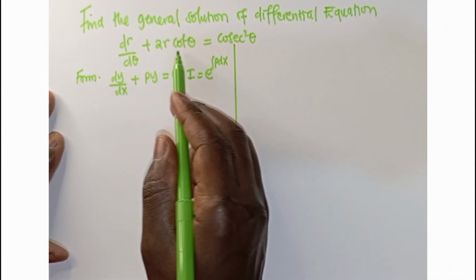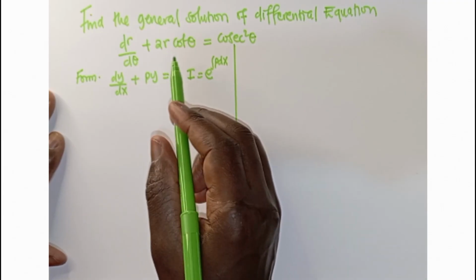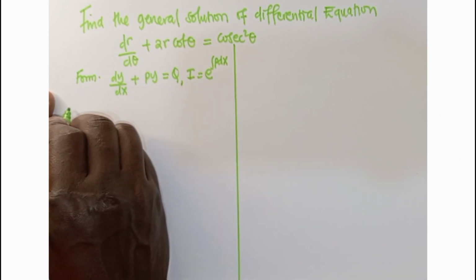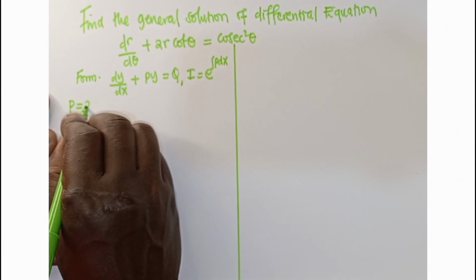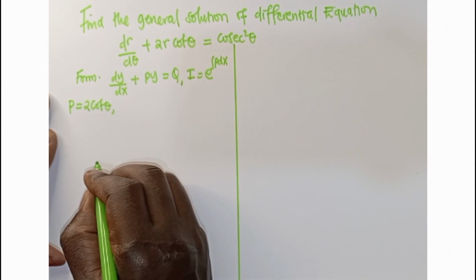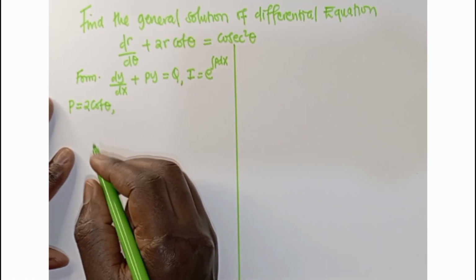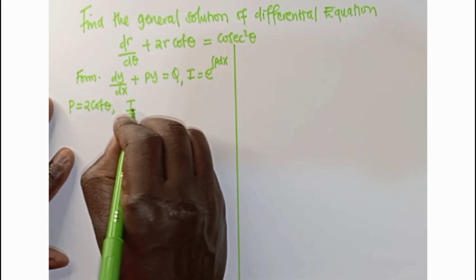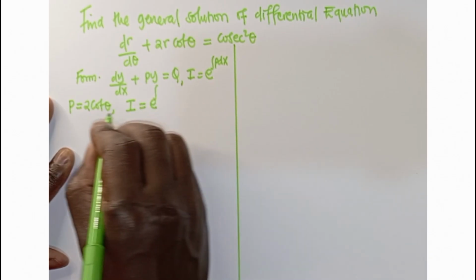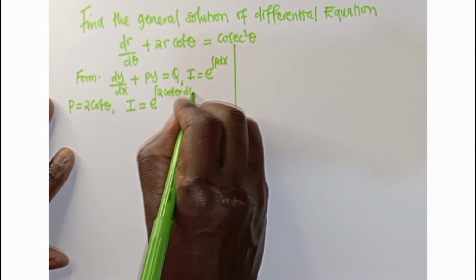Now in this case, if we look clearly, we can identify P here. So identifying P there, P is 2 cot θ. Now after identifying P, we have to go ahead and get the integral of that. So the integrating factor is the exponential to the power of the integral, in this case, of 2 cot θ dθ.